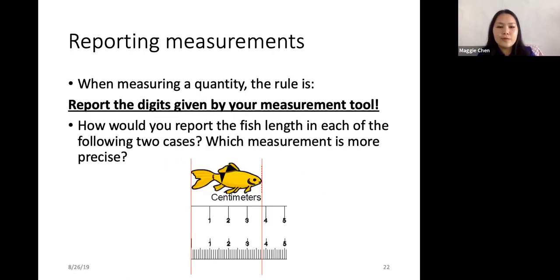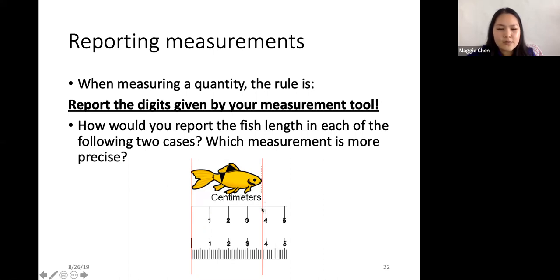So now if we're reporting measurements, and if we're going to be measuring a quantity, the rule is to report the digits given by your measurement tool. So now if we have that same fish and we are measuring it using two different rulers, which one is more precise? So say we're looking at this top ruler in centimeters. We can see that it looks like it's not quite 4 centimeters, but it's probably past 3.5.